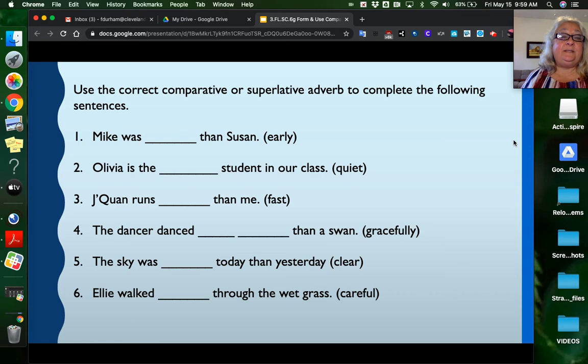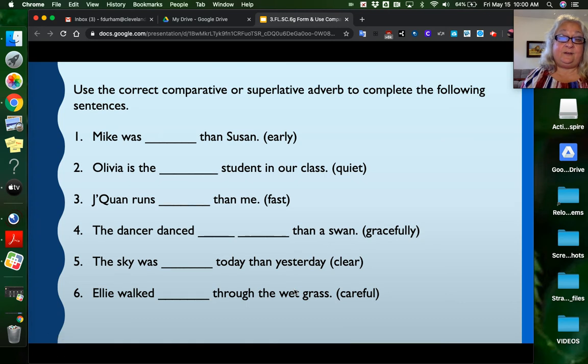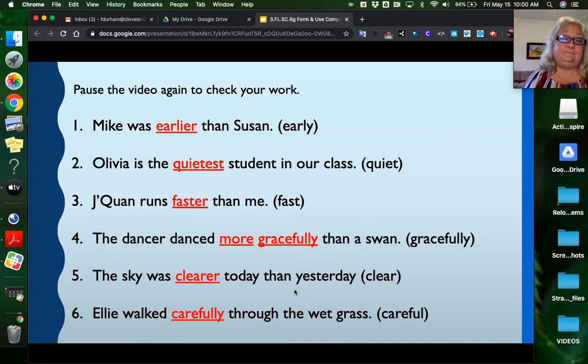On this slide, please use the correct comparative or superlative adverb to complete the following sentence. Your answer choices, or your absolute adverb, is at the end of each sentence. Change that into a comparative or superlative adverb to complete the sentences. Pause your video now to complete your work. Now you can check your work.